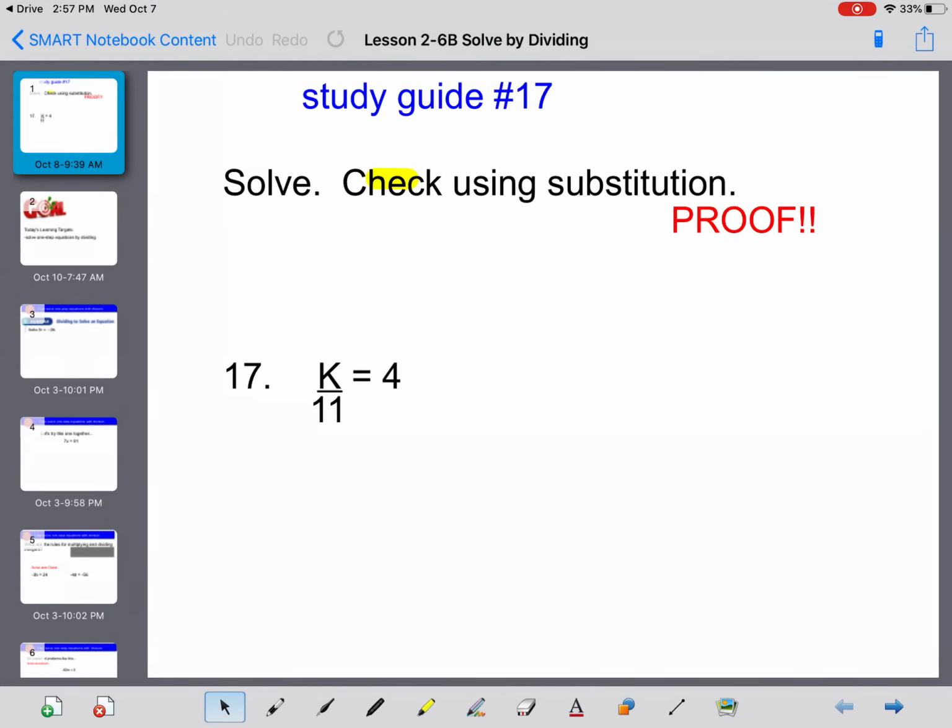This is lesson 2-6B from the Algebra Readiness textbook. For this lesson, you will need a sharpened pencil and your notes packet. Work this study guide problem and then press continue to go on with the lesson.